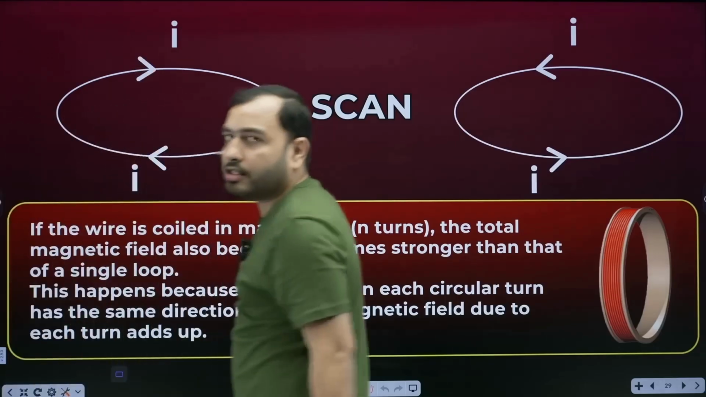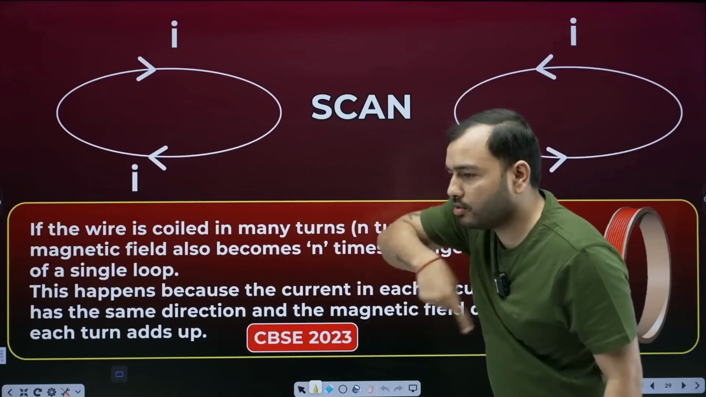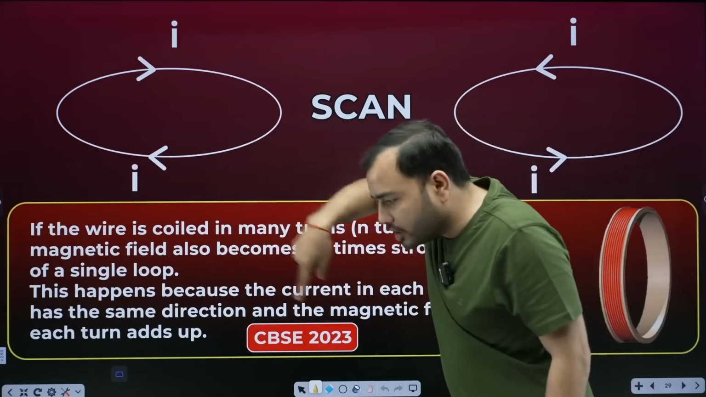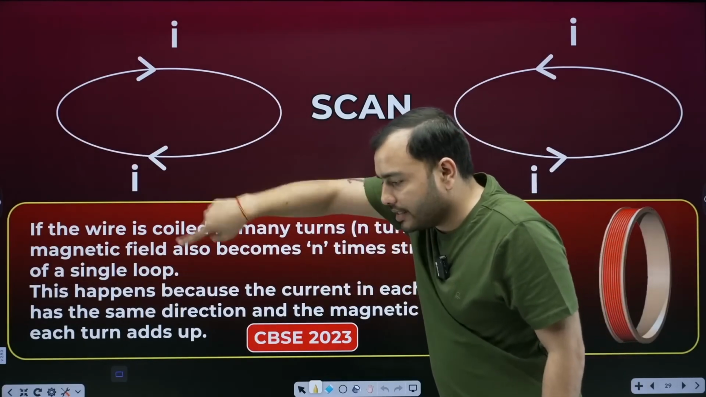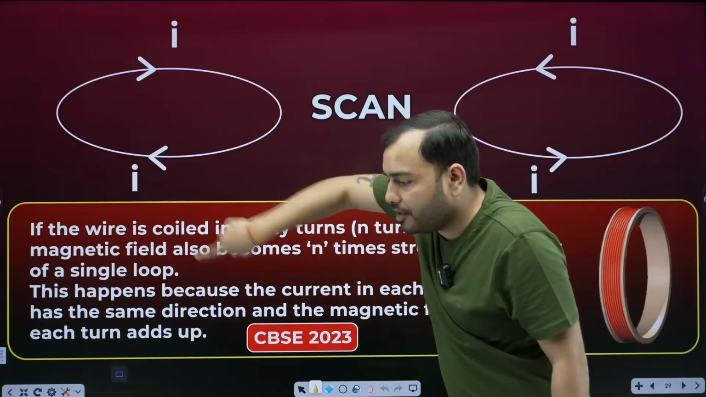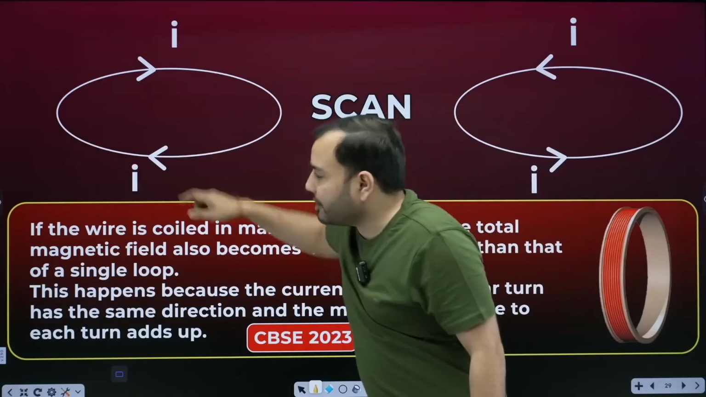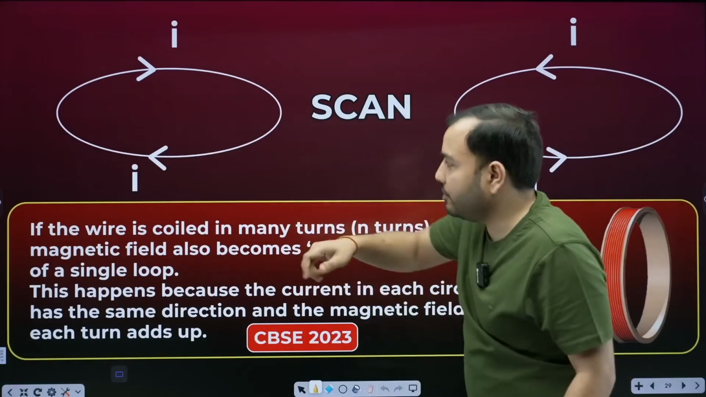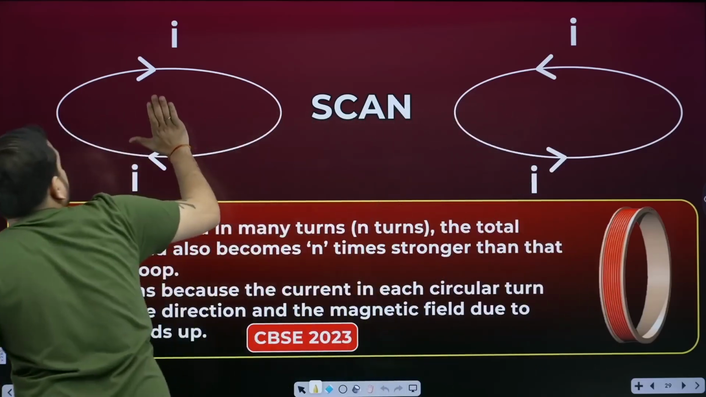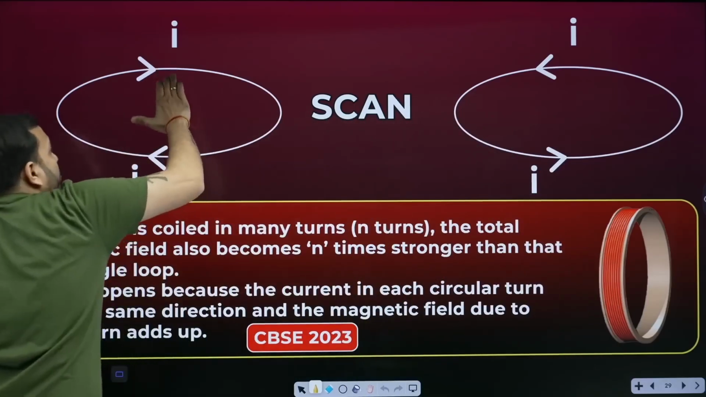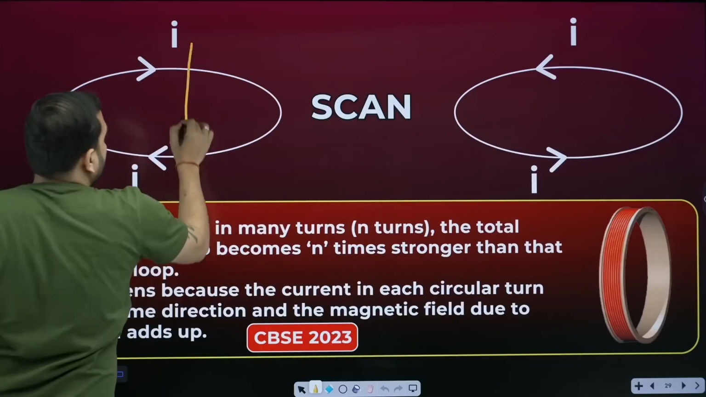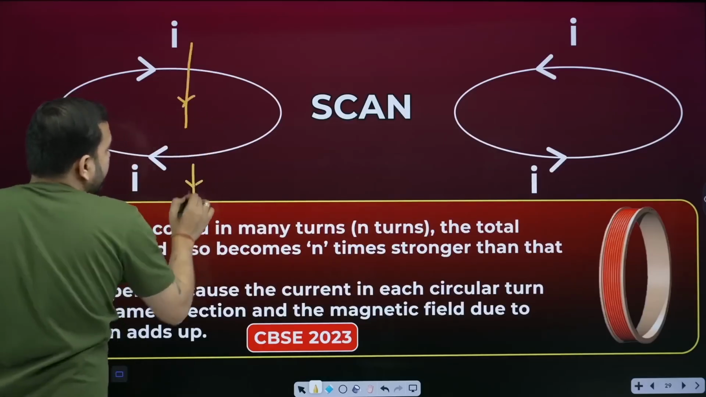Place the thumb in the current direction. How is the current flowing? It is understood like this. Clockwise. If you look from above, it flows in the direction of the clock, like this. In the right hand, current is flowing in the direction of the clock. So I showed the current at this place, outside, here. Place the thumb in the current direction, the field line there curls, meaning from top to bottom. So field lines will enter from top and exit from the bottom.